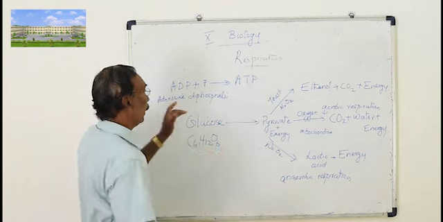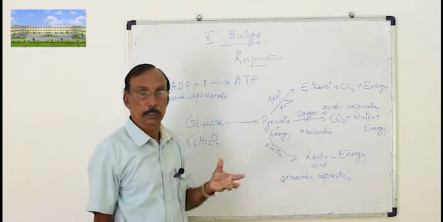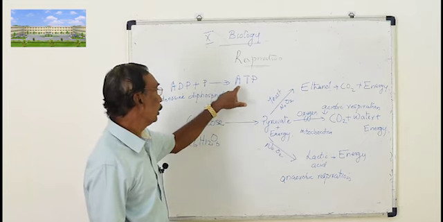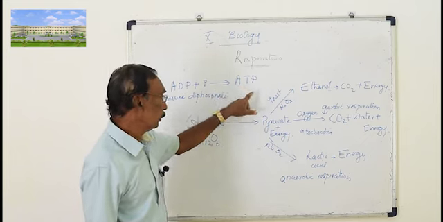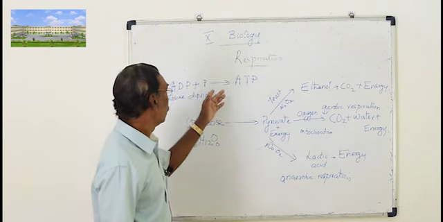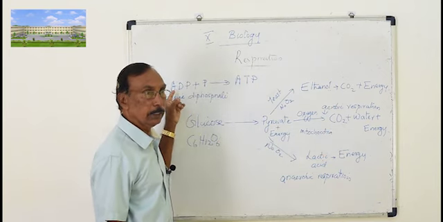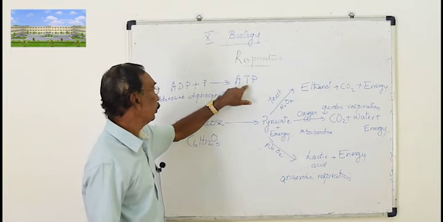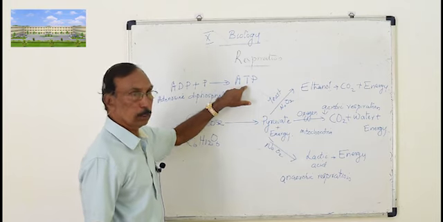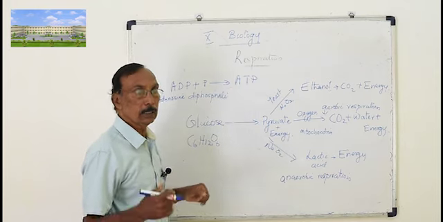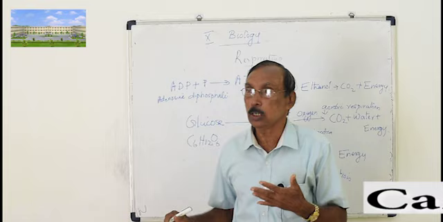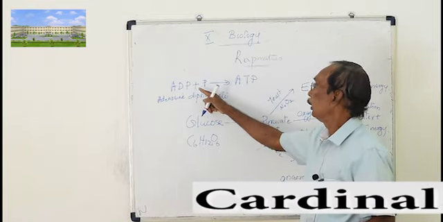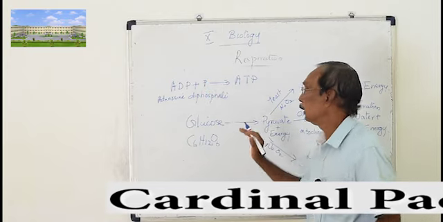ATP is an energy rich compound, meaning it is like a battery. A battery can store energy, like that ATP can store energy. So this energy that is produced will change ADP, adenosine diphosphate, to ATP, adenosine triphosphate. Tri means 3 phosphate groups are there. And when you want energy, this ATP will change again back to ADP and phosphorus. At that time, energy will be released.